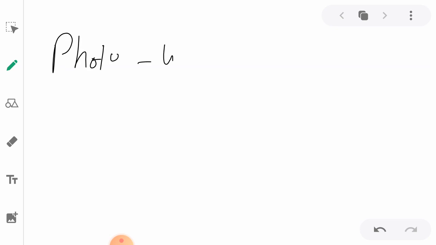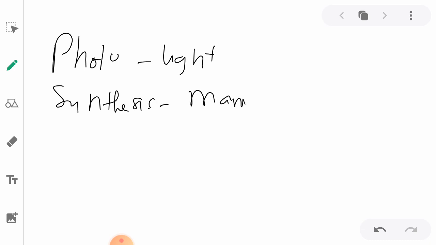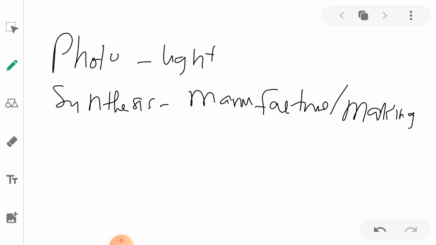Now, photosynthesis is divided into two words. Photo, that means light, and synthesis, that means manufacturing or making. So photosynthesis is a process that uses light to make food for green plants. Now, you need to know that the same photosynthesis is also important to living organisms, but in what way?